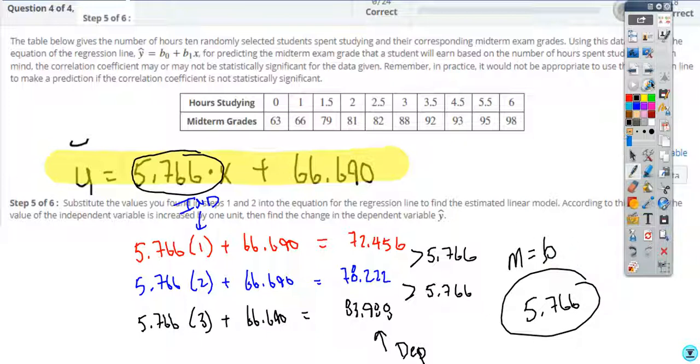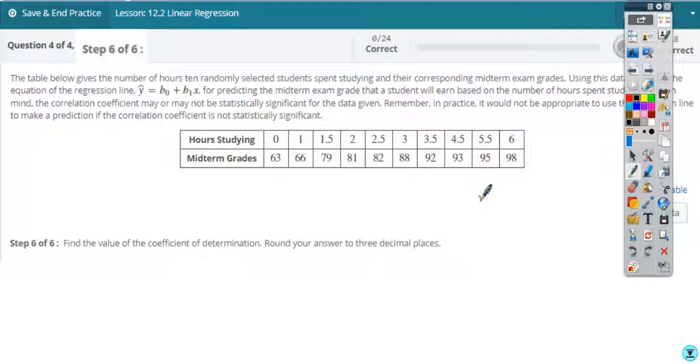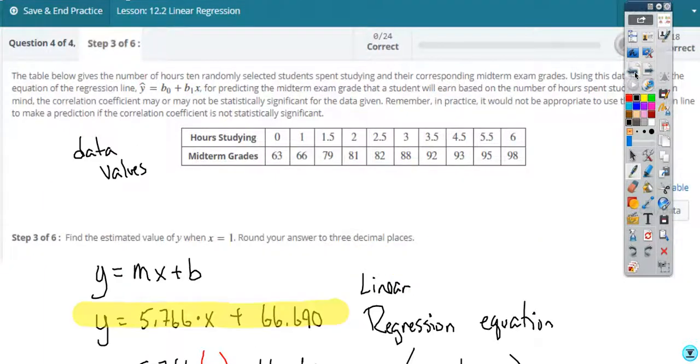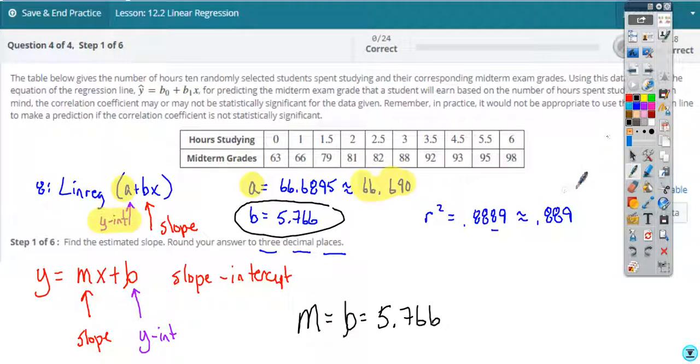All right. Last part, part 6. Find the value of the coefficient of determination, rounded to 3 decimal places. We go back to our original slide. We wrote that down the first time. There's our correlation coefficient, or determination of correlation, 0.889.